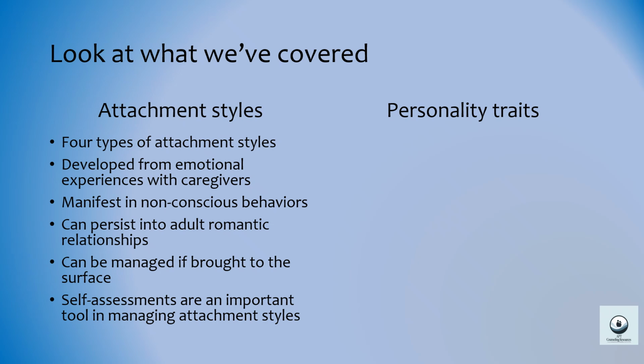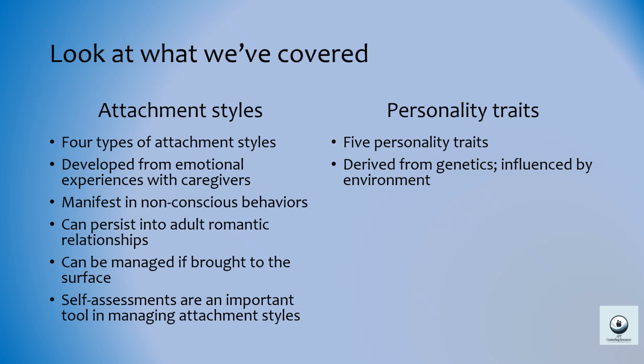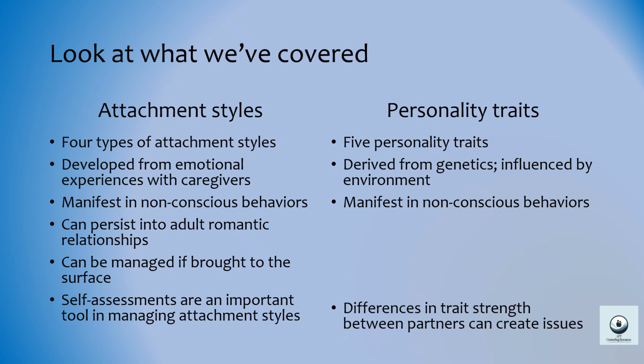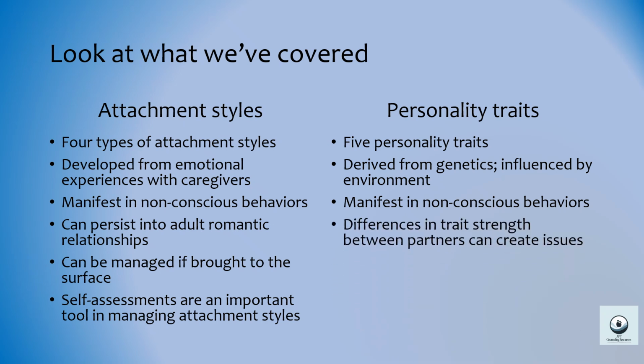Using self-assessments is an effective way to help clients see their own attachment styles. We studied 5 personality traits: openness to experience, conscientiousness, agreeableness, extroversion, and emotional inclination. These traits are determined by what we inherit from our parents and modified by our life experiences. Like attachment styles, personality traits are revealed through the things we say and do without conscious thought. Conflicts can arise where 2 people differ significantly on a specific trait.